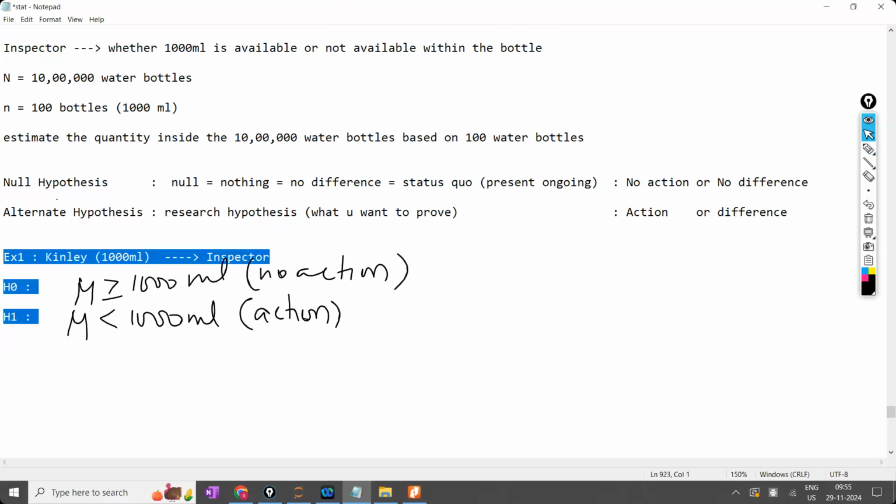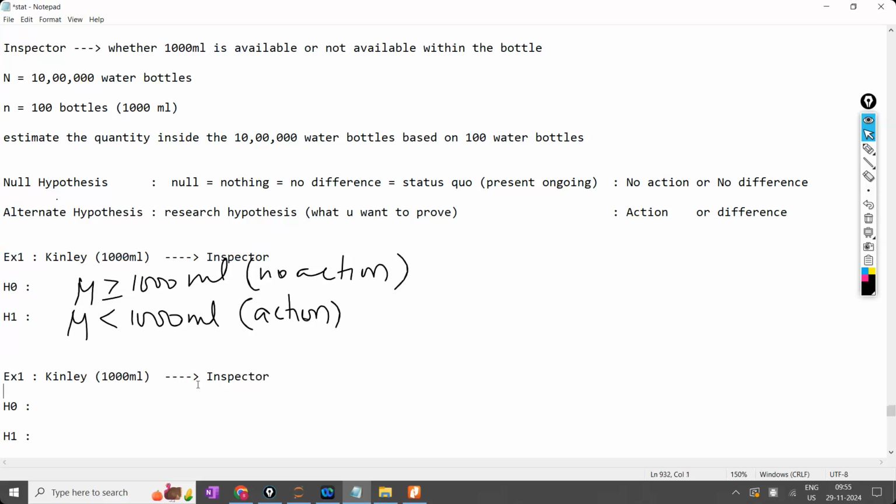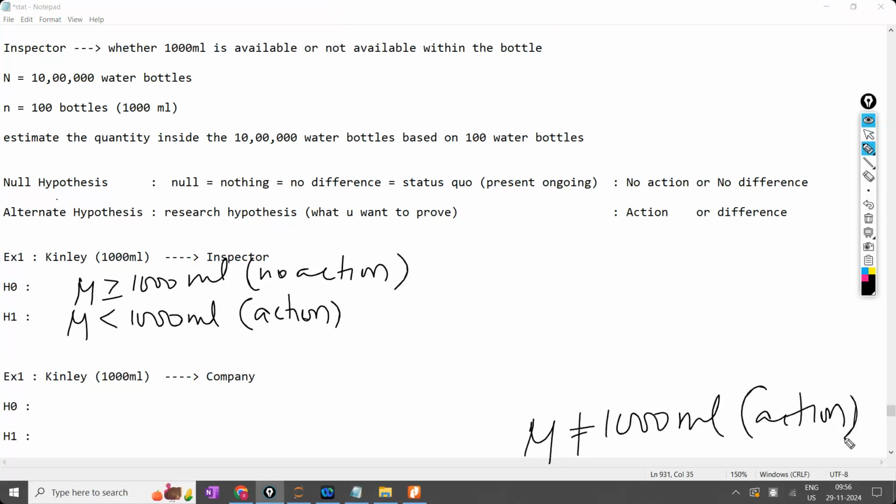Sir, for example, the same example, I'm not the inspector, sir, I'm in the company, I'm the company manager or a company executive. Then in that case, for you more than 1000 is also a problem, and less than 1000 is also a problem. You'll take action when it is more, and you'll take action when it is less. For you, mu should be not equal to 1000 ml, and then you are going to take the action. As a company person, your requirement is not equal to 1000 ml. If mu is equal to 1000 ml, you will not take any action, no action.